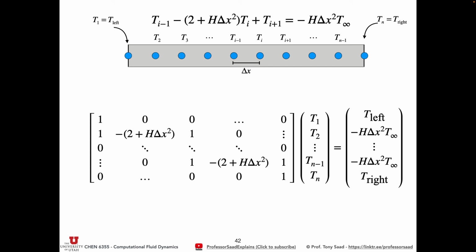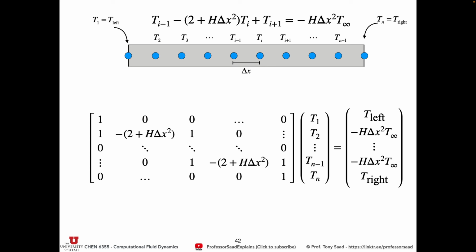So the first row is your equation at point 1, which is 1 times T1 plus 0 times T2 plus 0 times T3 and so on. So it's really 1 times T1 equals T left. Yes, exactly what we expected, right?